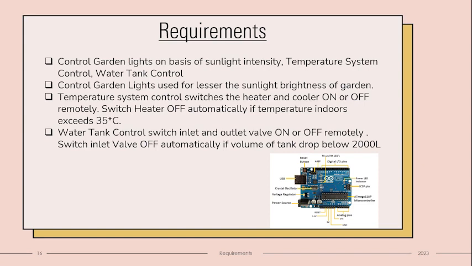Next are the temperature sensor, temperature system control, and water tank control. In temperature system control, we have to switch the heater or cooler on and off remotely. For example, the heater switches off automatically if the temperature exceeds 35 degrees. We also have to do water tank on/off control, where we switch the inlet valve off automatically if the volume of the tank goes more than 2000 liters.